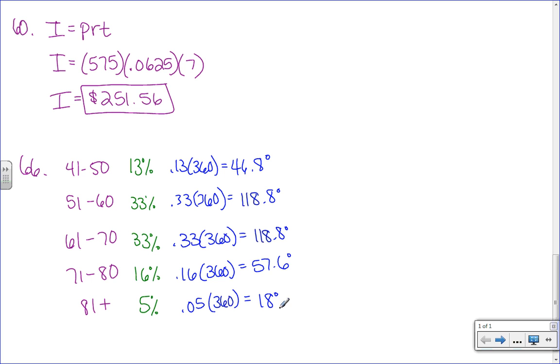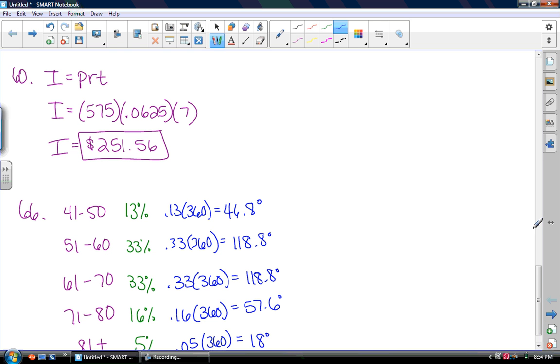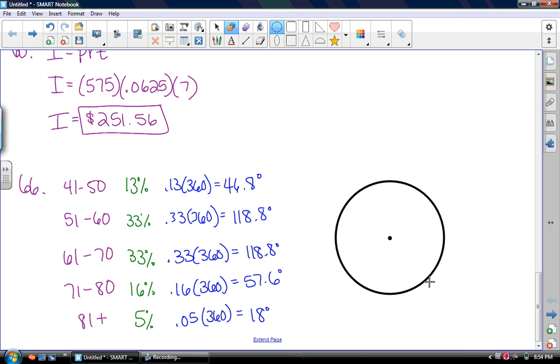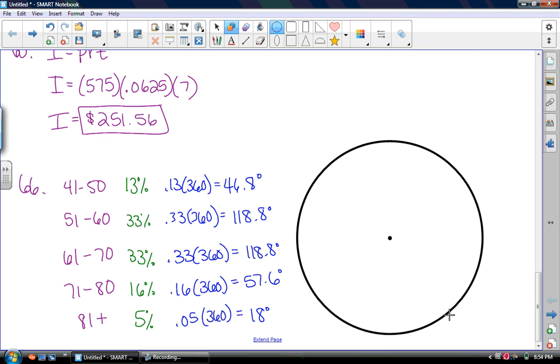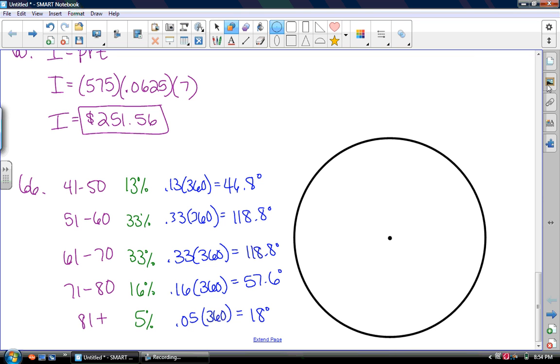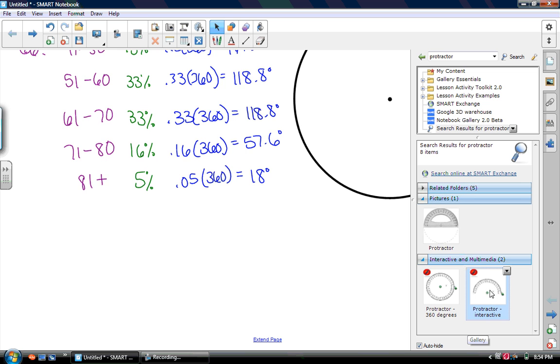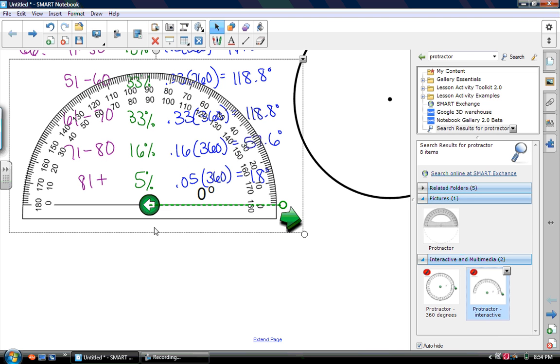Okay, so now, and if you wanted to double check, you could add all 5 of these numbers and it should add up to 360 degrees. But now we can go ahead and create our circle graph. So, the first thing we need is a circle with the center marked. And then we will need to use our protractor to create the right size angles.